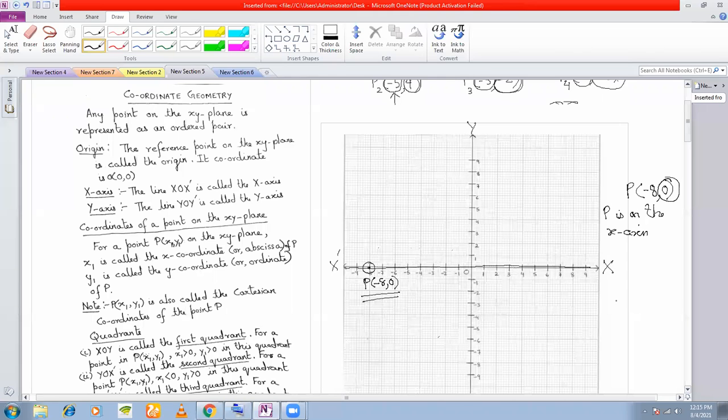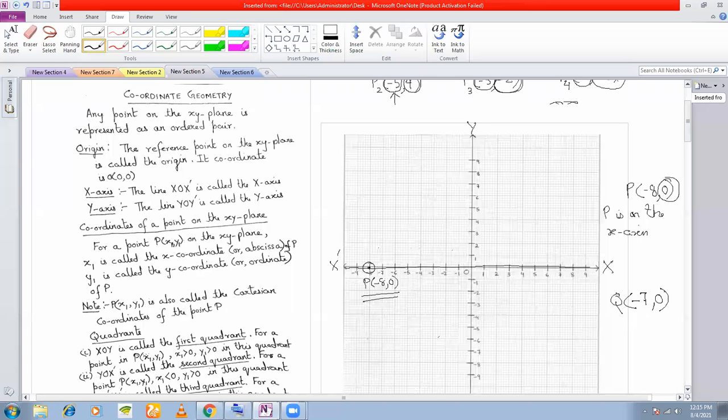So if I give you a point, say Q (-7, 0), and I ask you on which axis does it lie, the x or the y axis? What will be your answer?